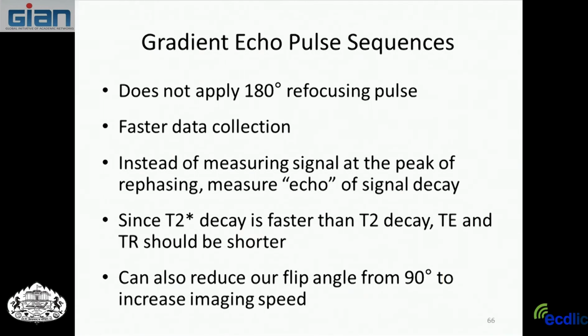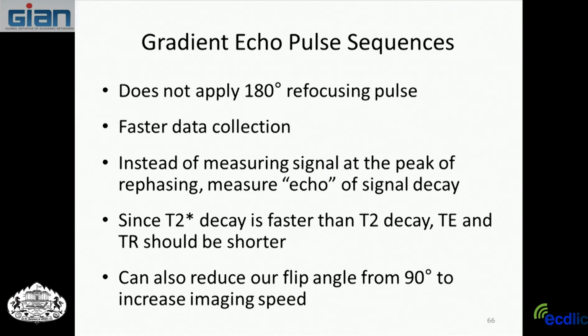So one thing that we can do is use this gradient echo pulse sequence. This does not apply the 180-degree refocusing pulse, but it allows us to collect data faster. So instead of measuring the signal at the peak of the rephasing, we're just going to measure the echo of the decay signal. Since T2 star decay is faster than our actual T2 decay, we can have TE and TR be shorter.